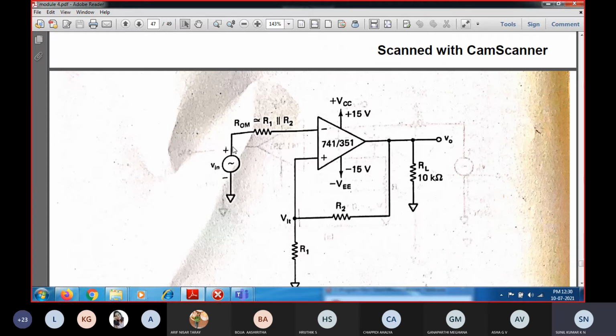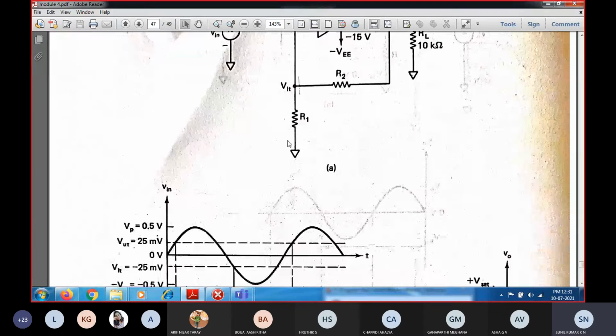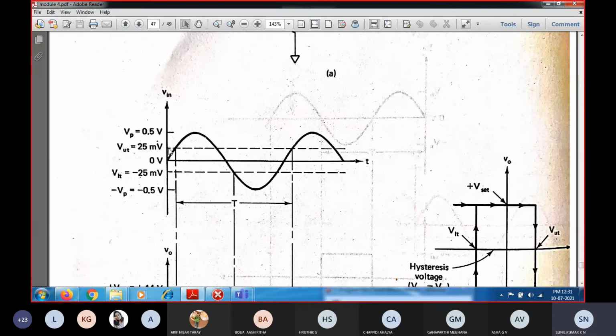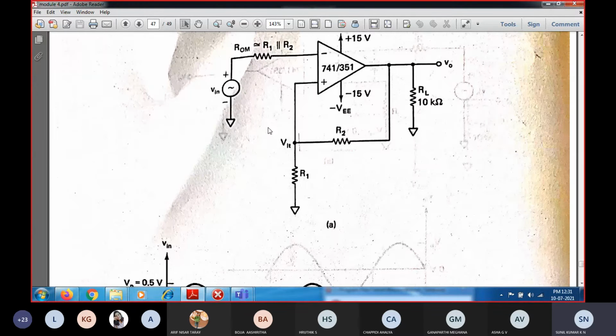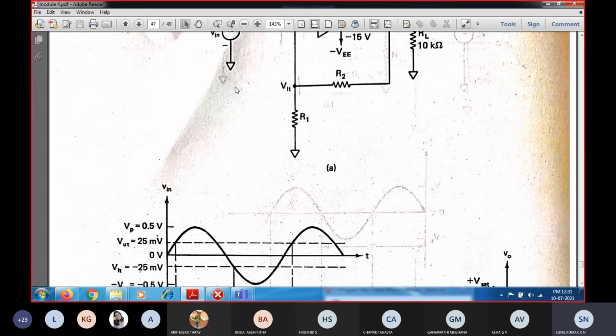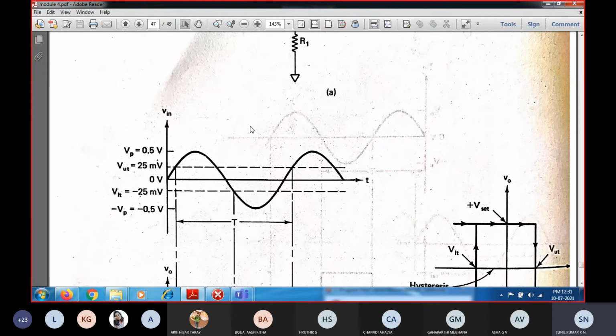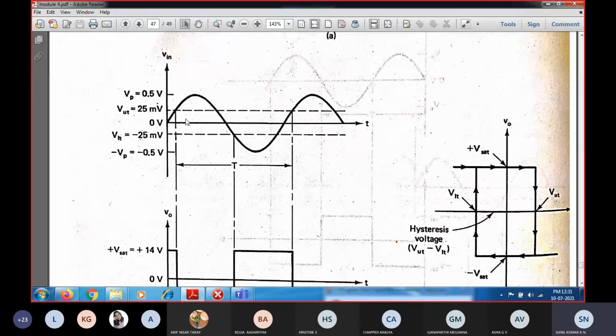In this circuit, they have taken an example for the given input signal with a positive peak voltage of 0.5 and a negative peak voltage of minus 0.5. That is nothing but 1 volt peak to peak, which we are going to connect here. So it is going to have a positive peak of plus 0.5 and a negative peak of minus 0.5 volts. The upper trigger point voltage is 25 millivolts and the lower trigger point voltage is the corresponding negative value.